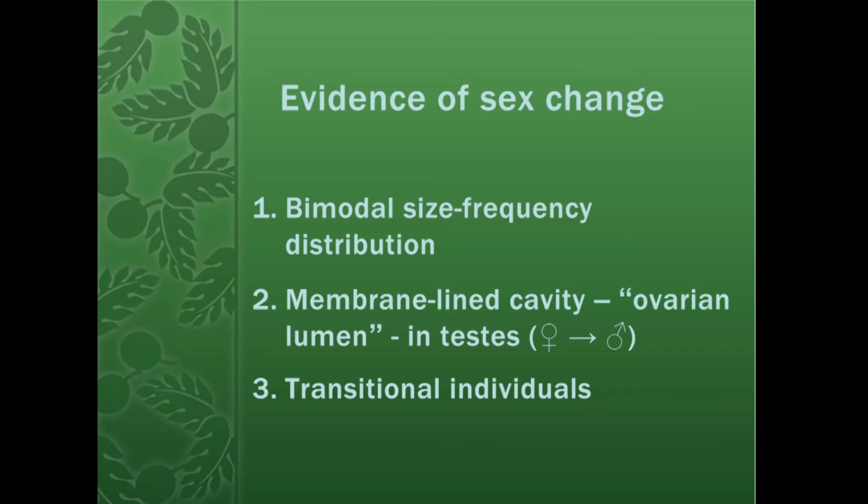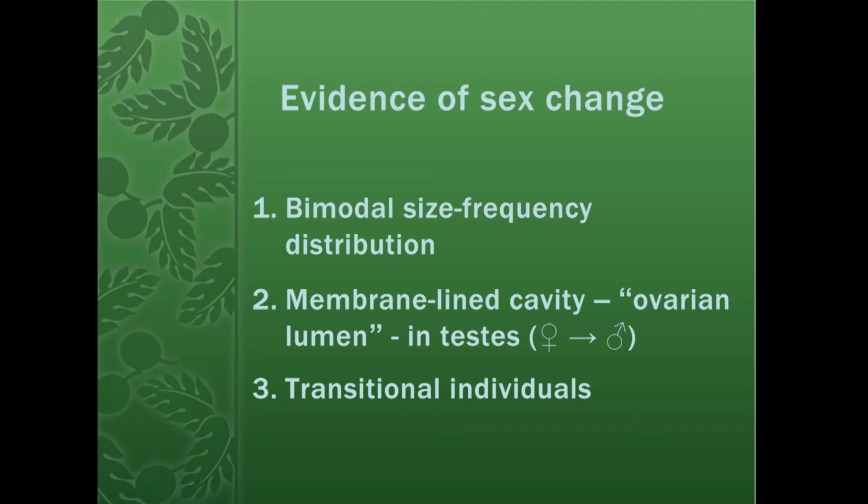The second criterion we'll look for is only relevant for protogynous species. This is when there's a membrane-lined cavity, often called the remnants of an ovarian lumen in the testes. Now, the ovarian lumen is just the space where oocytes are shed prior to being released into the water column. As a species changes sex, this cavity often remains in the testes. So it's good evidence that the gonad has changed from having an ovarian function to having a testicular function. Of course, we don't see this in the opposite case, that is, in protandrous species, because that ovarian lumen would not exist in a testis.